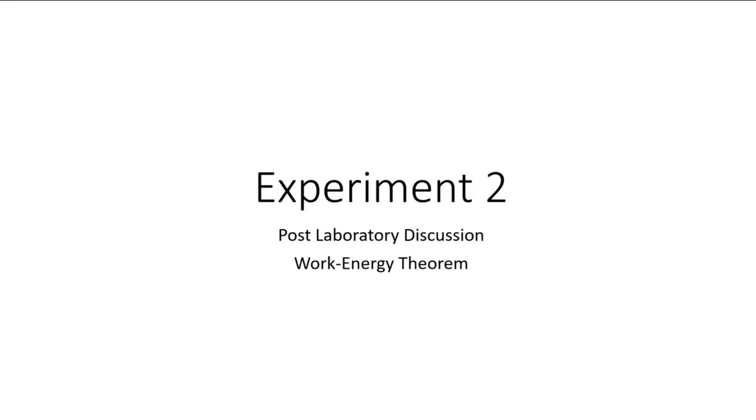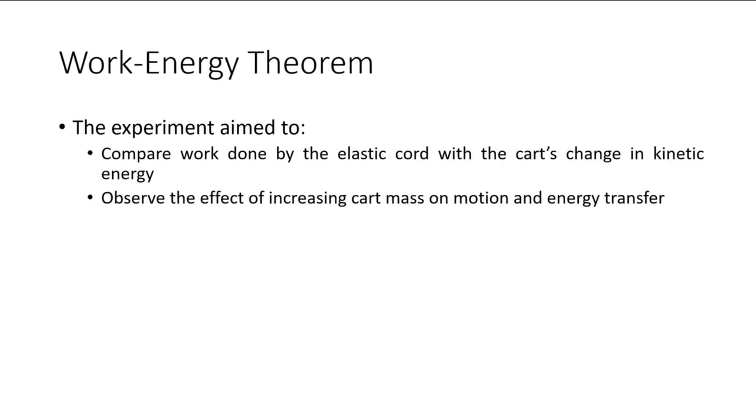When an elastic cord pulls the cart, it does work on the cart, and that work should appear as an increase in the cart's kinetic energy. Okay? For the objectives of this experiment, we're going to compare the work done by the elastic cord with the cart's change in kinetic energy, and to observe the effect of increasing cart mass on motion and energy transfer. This means that the experiment is not only about making the cart move. The more important goal in this experiment is to determine whether the measured work and the calculated change in the kinetic energy agree with each other.